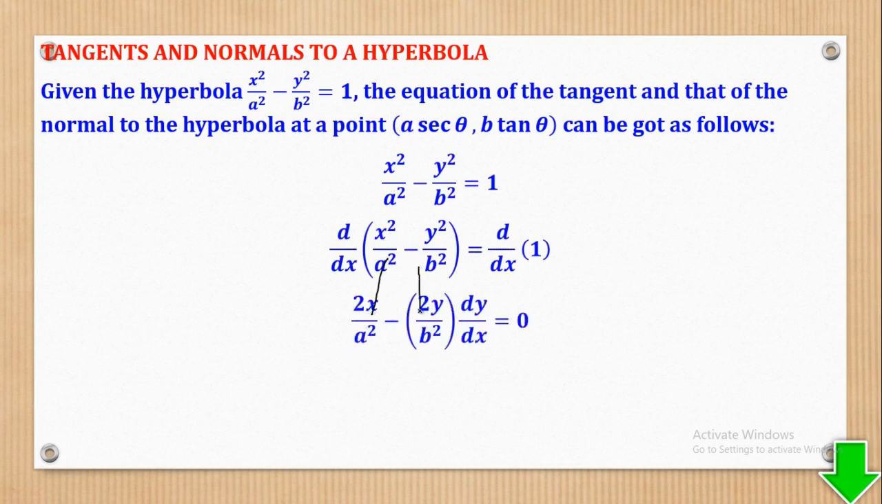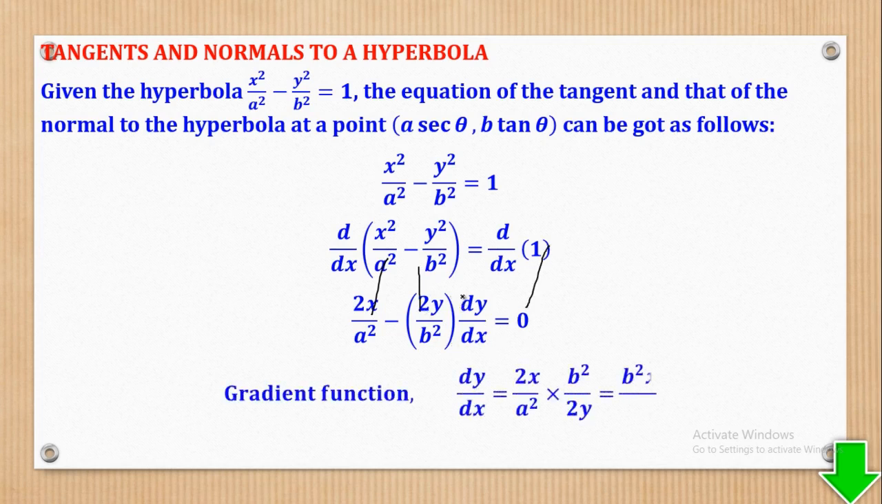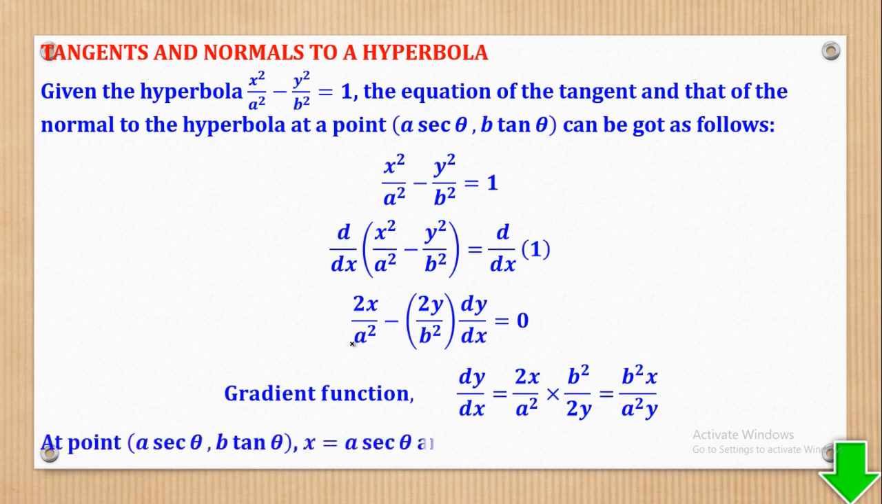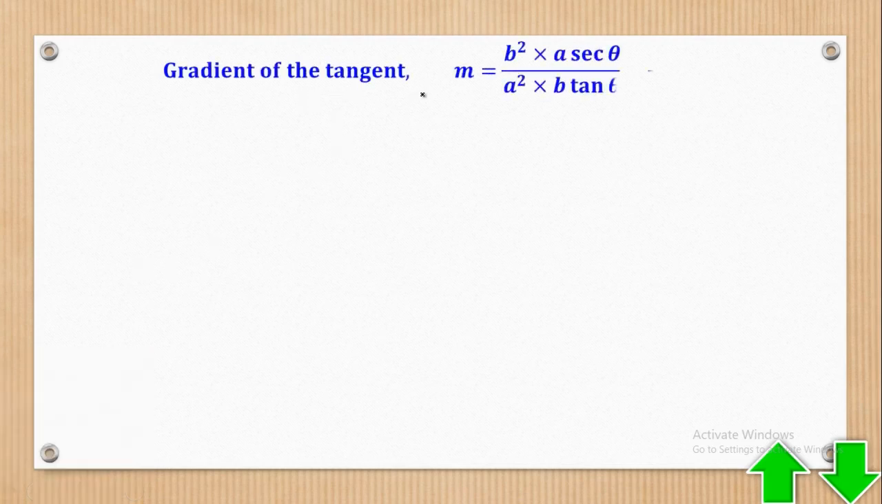This gives you that, and this gives you this, and this gives you 0. Then the gradient function will be got by making dy/dx the subject to come up with this as the gradient function. So at this point it implies that x is this and y is that. Therefore I'm going to substitute for x and y in this gradient function to get the gradient of the tangent. So the gradient of the tangent will be got by substituting for x and y to come up with this as the gradient of our tangent.